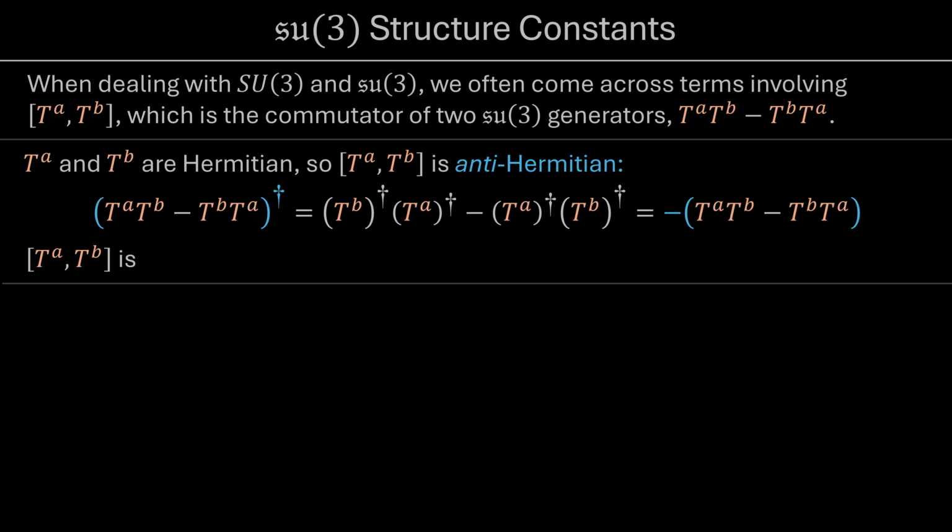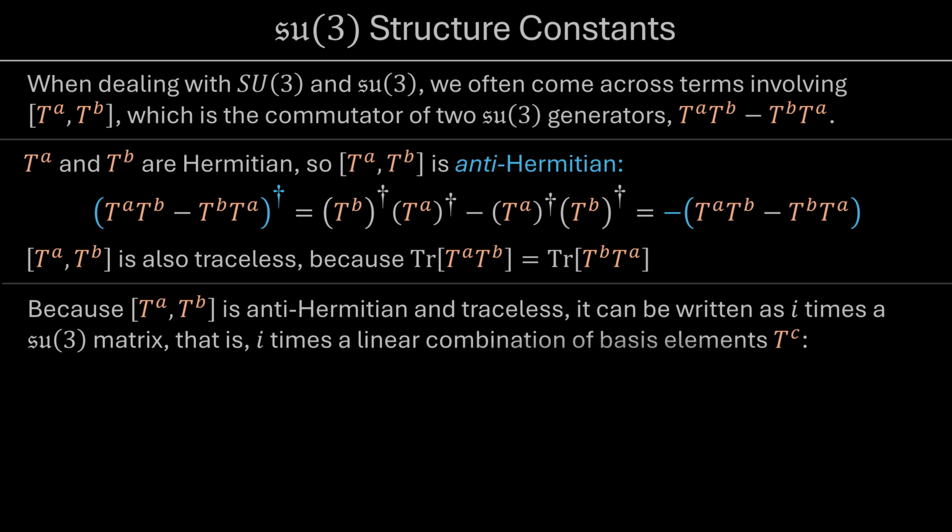Now, it's also the case that the commutator of TA and TB is traceless. In general, a commutator is traceless because the trace of the product of two matrices is the same regardless of the order that you take the product in. So the trace of TA TB is equal to the trace of TB TA, and because the commutator is just TA TB minus TB TA, the trace of the commutator is going to be the trace of TA TB minus the trace of TB TA. Those two things are equal, and so you end up getting a trace of 0 when you evaluate the trace of the commutator.